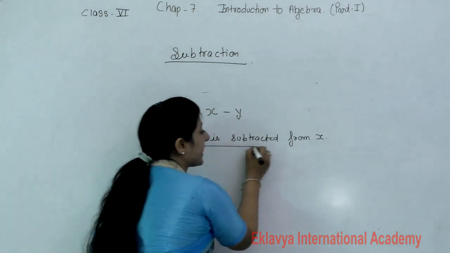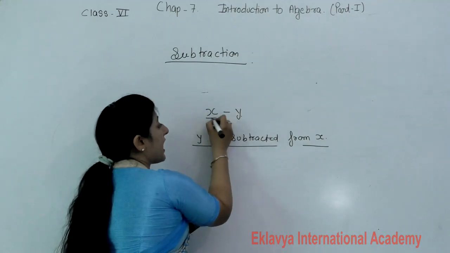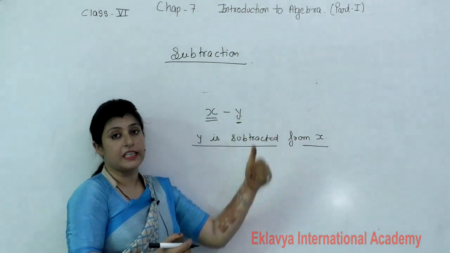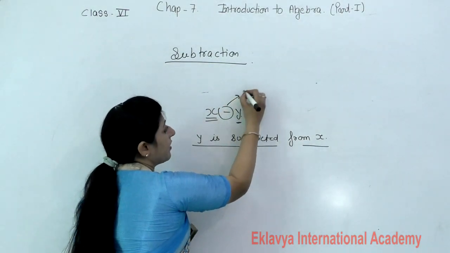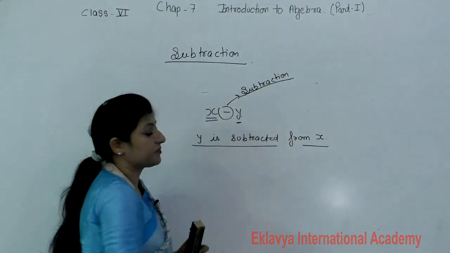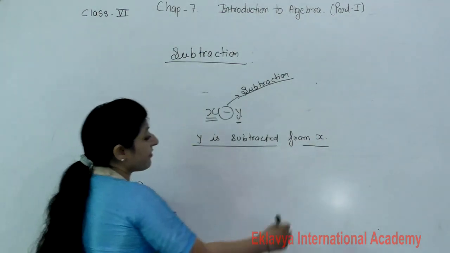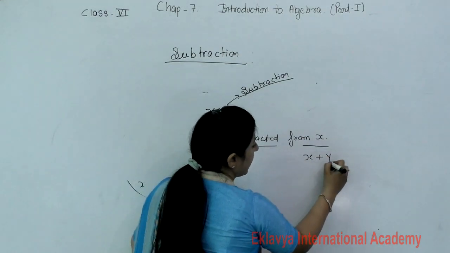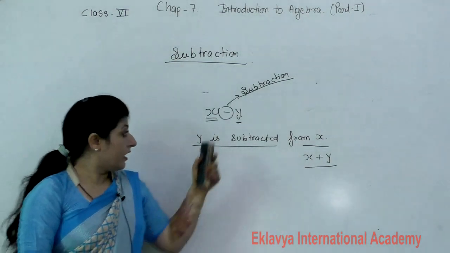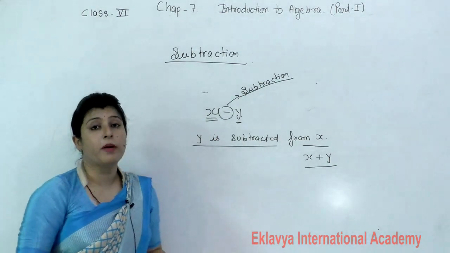y को subtract किया जा रहा है किससे? x से. It means which one value is greater? x minus y. Y comes after the negative sign. This minus shows the operation of subtraction. So in algebra we read, if I write down x plus y, it means a number is added with another number. x minus y, it means y is subtracted from x.